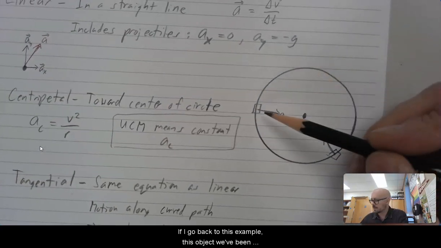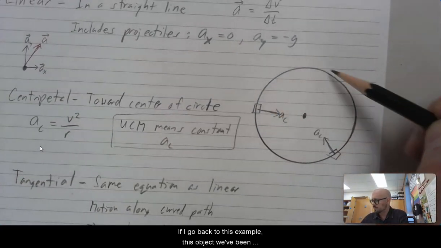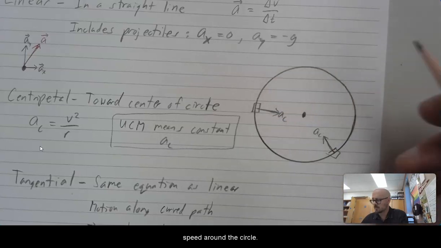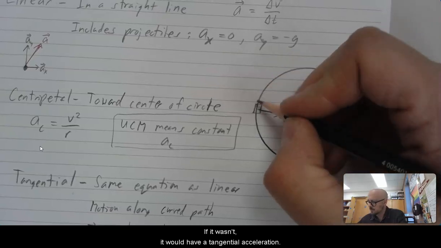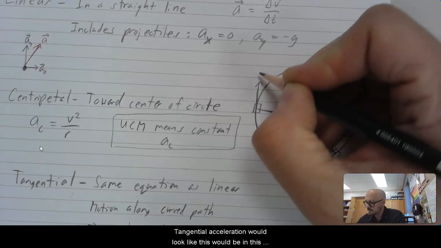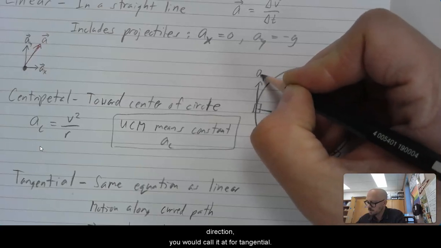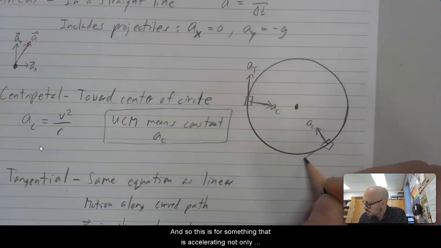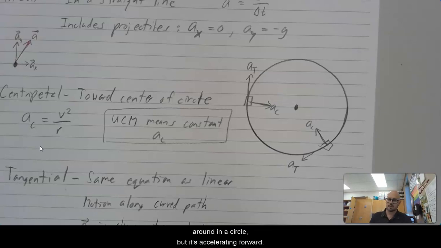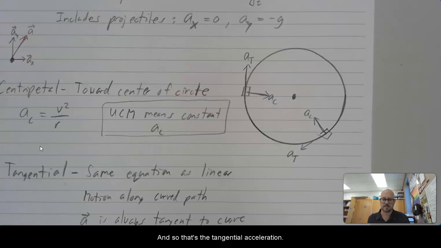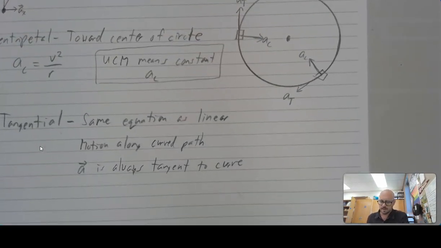If I go back to this example, this object we've been assuming is moving at a constant velocity or constant speed around this circle. If it wasn't, it would have a tangential acceleration. Tangential acceleration would look like this. It would be in this direction. You would call it AT for tangential. And so this is for something that is accelerating not only around in a circle, but it's accelerating forward. And so that's the tangential acceleration.